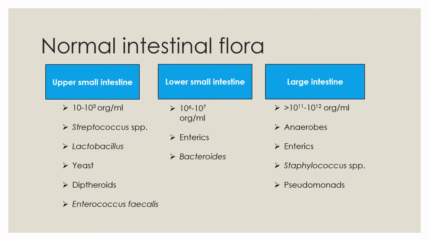In the lower small intestine, we have many more organisms at about 1 million to 10 million organisms per mil, and those are usually enterics and Bacteroides, which is an anaerobe. And then finally, in the large intestine, here we have the most organisms. We have about 100 billion organisms per mil, and that would consist of anaerobes, enterics, staphylococcus, and pseudomonads.